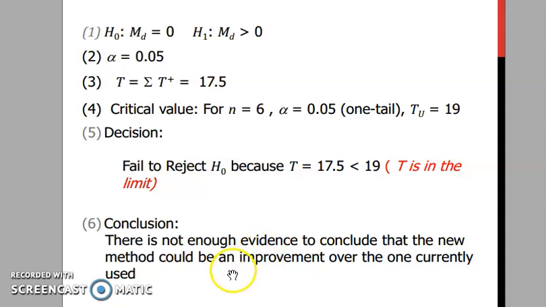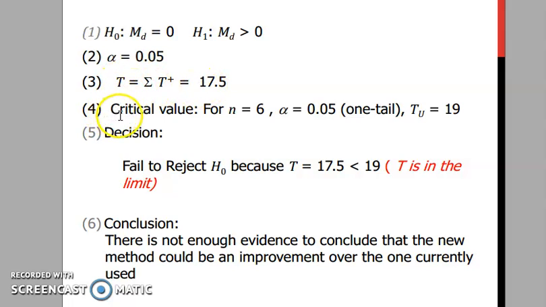Since we want to test the claim whether the new procedure or new method is an improvement over the current procedure used, H null: MD, the difference, equals 0, and H1: MD is larger than 0, because since it is an improvement, the difference should be large. So we are saying that MD is positive, larger than 0. Alpha, suppose you choose 5%. The test statistic again is 17.5.